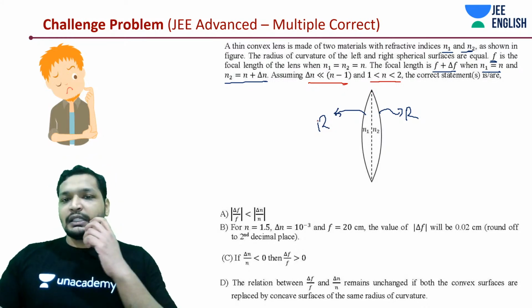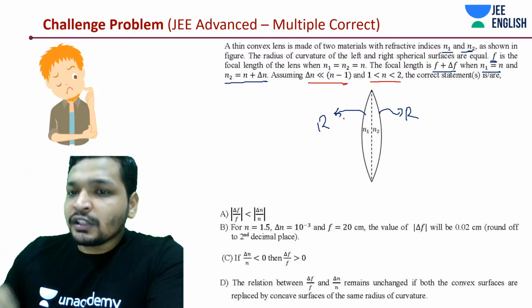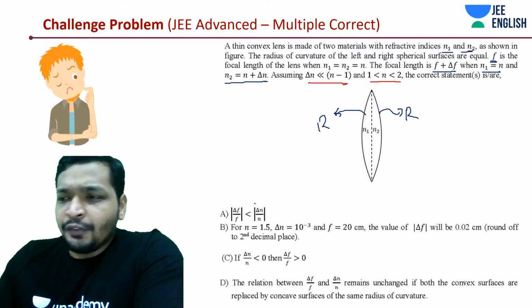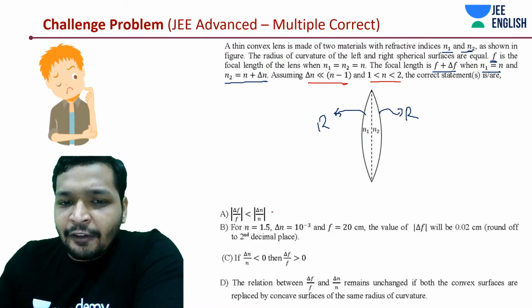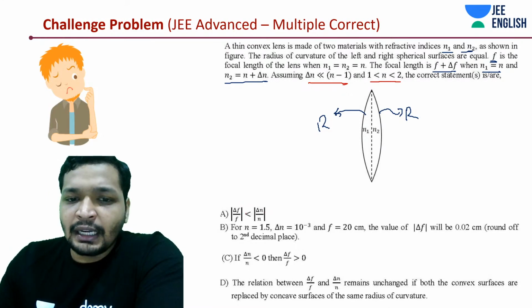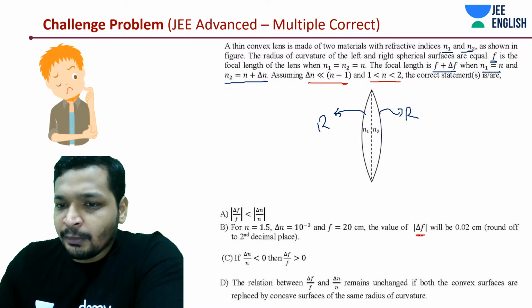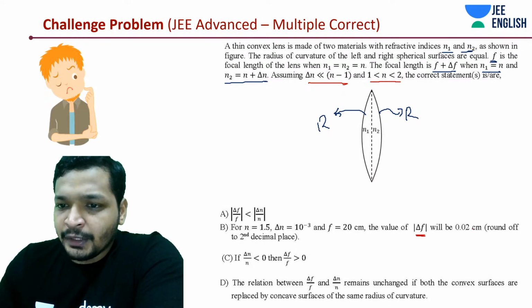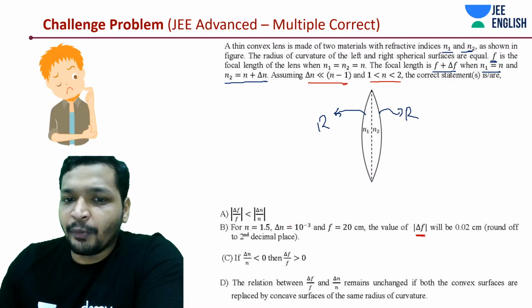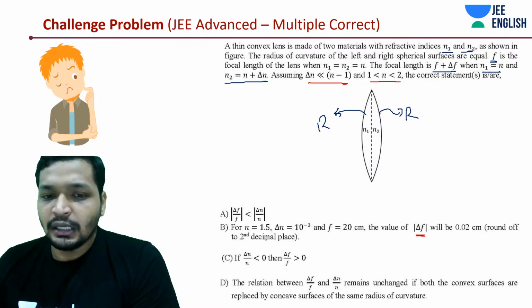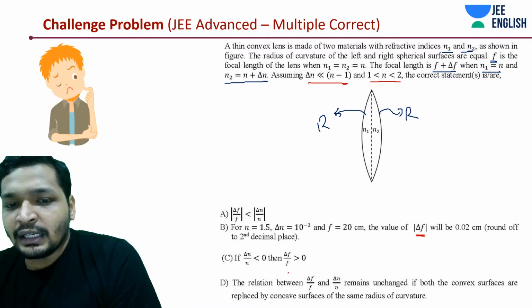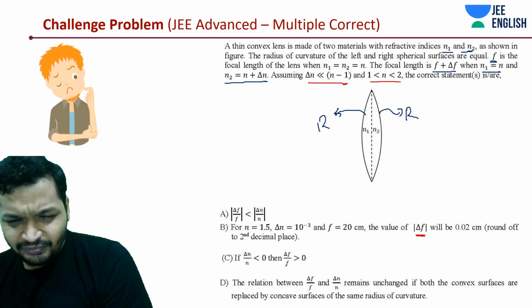But now let's first understand what we need to analyze in this question. First of all, read the options. They are talking about delta f by f and delta n by n, something like delta f by f is less than delta n by n. Option number 2 is about delta f: the value of delta f will be 0.02 given that n is equal to 1.5 and delta n is equal to 10 to the power minus 3. The third one says if delta n by n is less than 0, then delta f by f is greater than 0. We don't know that yet.